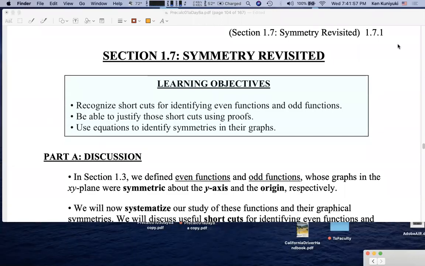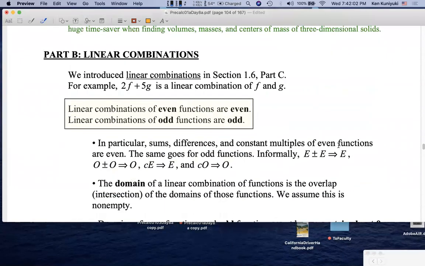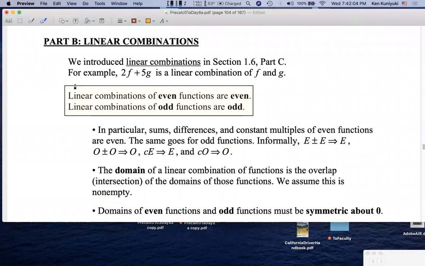Hi everyone, let's continue with our study of even and odd functions. This will help us a lot: the fact that linear combinations of even functions are even and linear combinations of odd functions are odd.